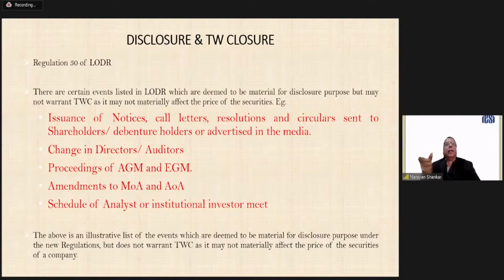Closure of trading window is at the time of initiation of the project. In fact, trading window closure ends when disclosure is made plus 48 hours. So the most important point: all trading window closures would invariably lead to stock exchange disclosures. But all Regulation 30 disclosures need not be UPSI under PIT. And if not UPSI, it neither warrants trading window closure nor an entry in the SDD.